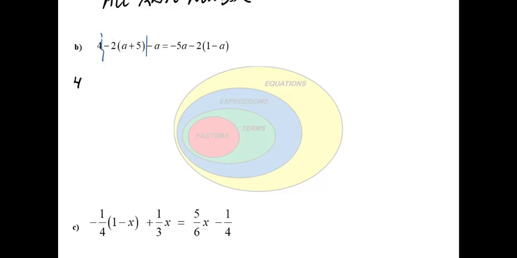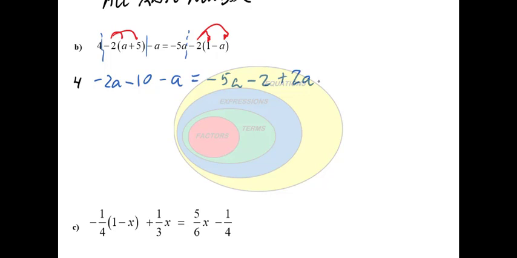I'm going to distribute this negative 2 to those 2 terms. I'm going to have a negative 2a and a negative 10. And then the last term is negative a, so I have that one, equals. On the right side, I have a negative 5a term. And then again, I'll distribute negative 2 and expand these terms. I get negative 2 times 1 is negative 2, and negative 2 times negative a is positive 2a.